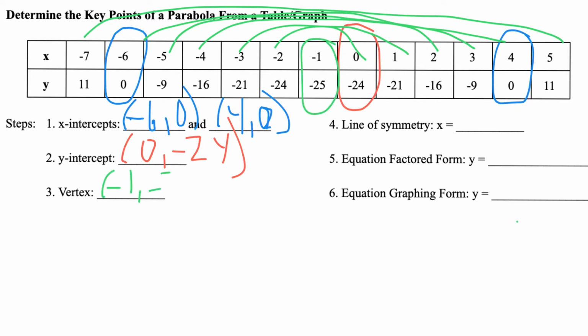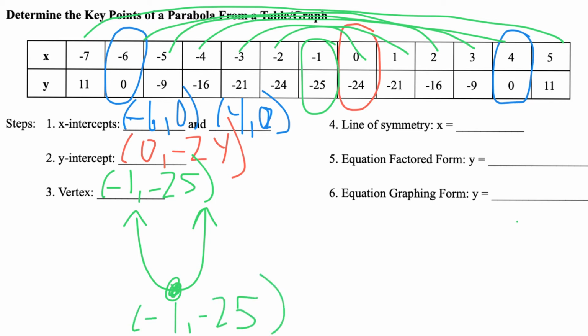negative 25. Another key thing to remember about the vertex is that the vertex is always going to be the highest or the lowest point on a parabola. In this example, it's going to be the lowest point. So the very bottom of the parabola would be at negative 1, negative 25.